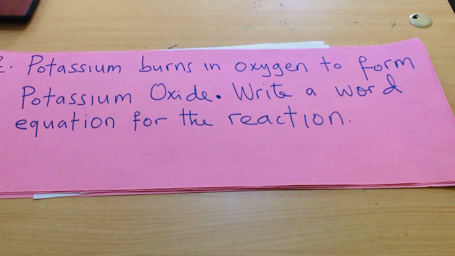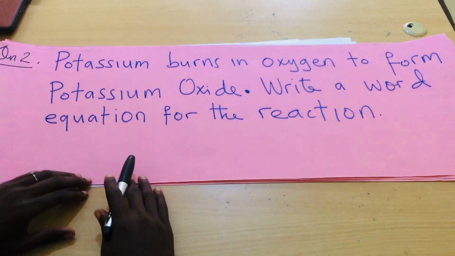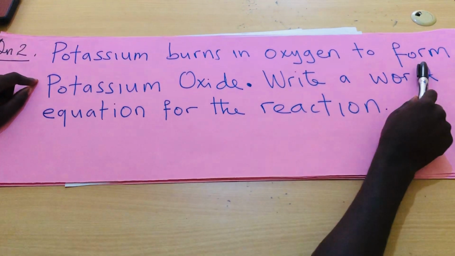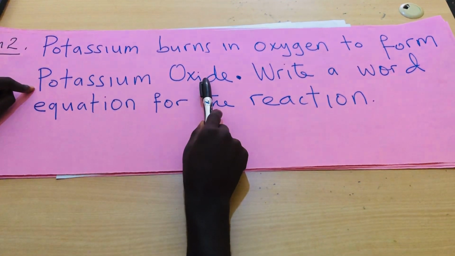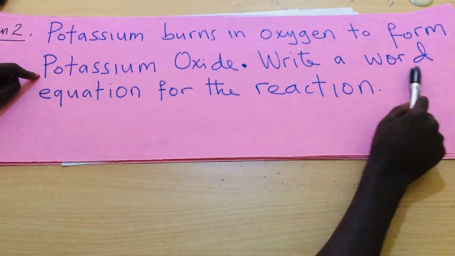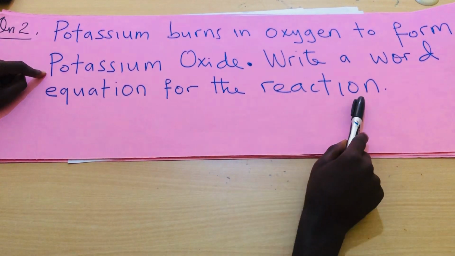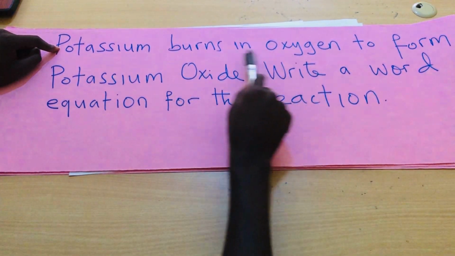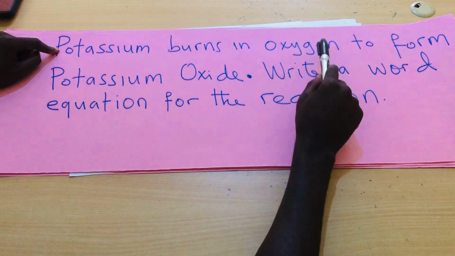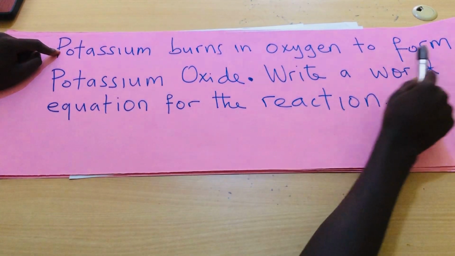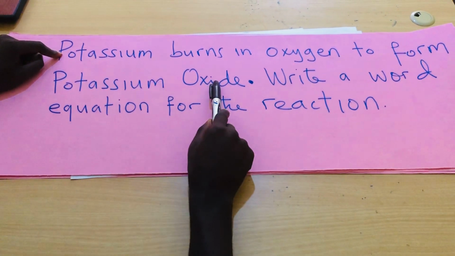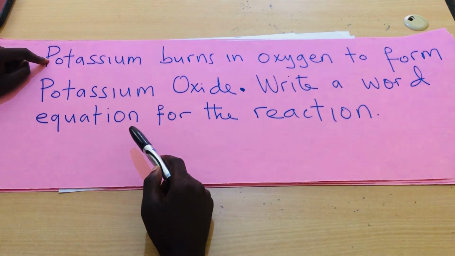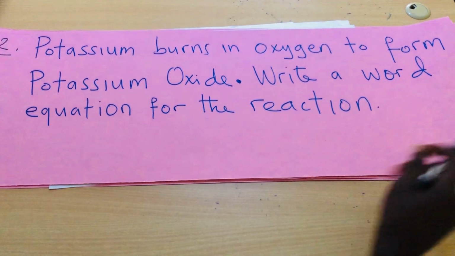Let's check question number 2. Potassium burn in oxygen to form potassium oxide. Write a word equation for the reaction. So potassium, it is a reactant, burn means reacted with oxygen. So even oxygen, it is a reactant to form potassium oxide. So potassium oxide is a product. So from there, we can write a word equation.